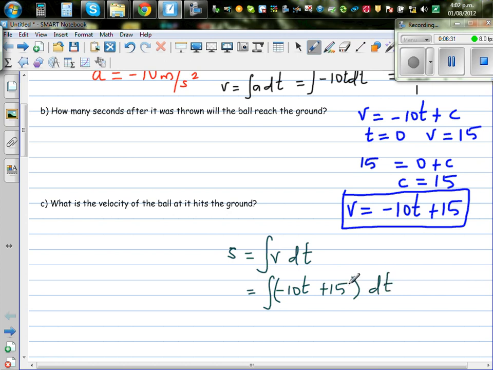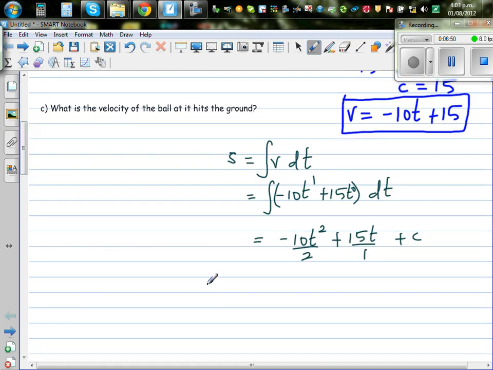So this 15 can be written as 15t to the power 0. So integrating this, again, you increase the power by 1. So this is minus 10t squared over 2 plus 15t over 1 plus c. So your distance as a function of time is minus 5t squared plus 15t plus c.